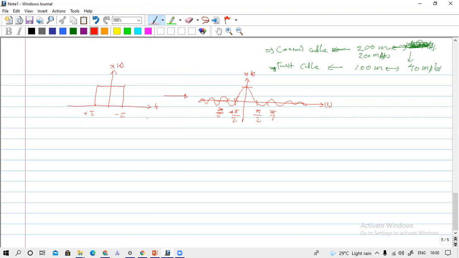So I select another pulse like this, from minus tau by 2 to plus tau by 2. What is the spectrum here? You can see that pi by tau by 2 is there, that means it will go up to 2 pi by tau. So for this green color signal, my spectrum will look like this.